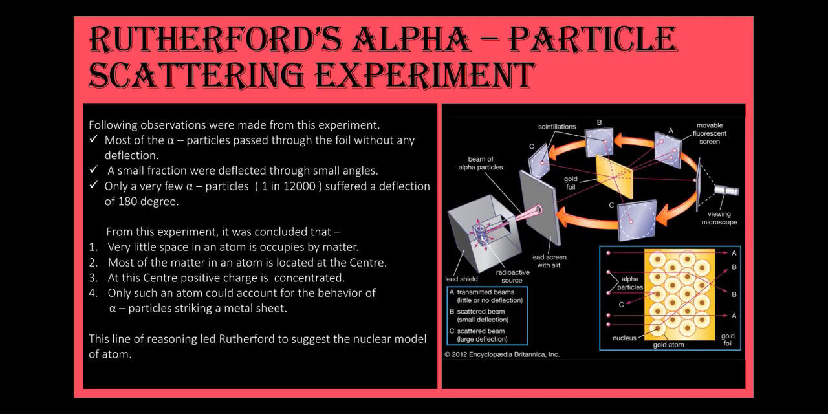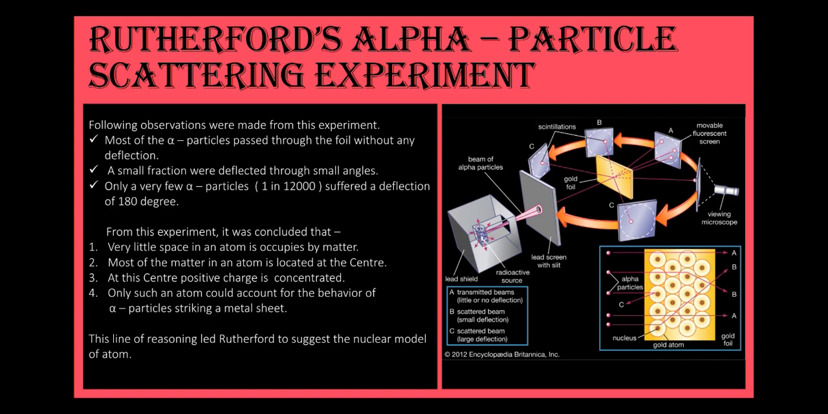So let's get started. We first want to study the discovery of the nucleus, which was made by Rutherford through his alpha particle scattering experiment. In 1911, Rutherford performed a unique experiment on the scattering of alpha particles. Alpha particles are positively charged helium atoms which are projected against a sheet of metal in this experiment.